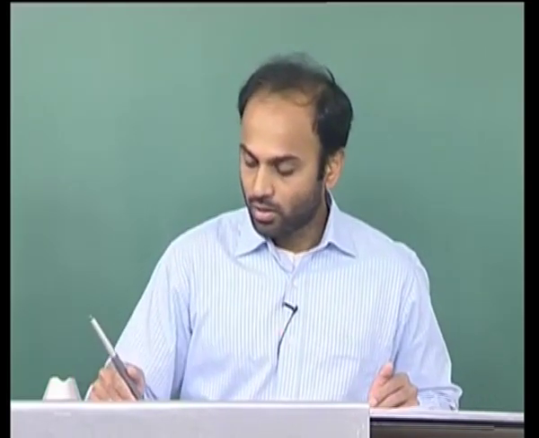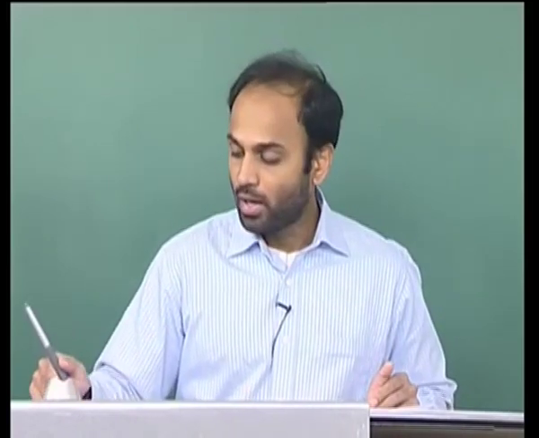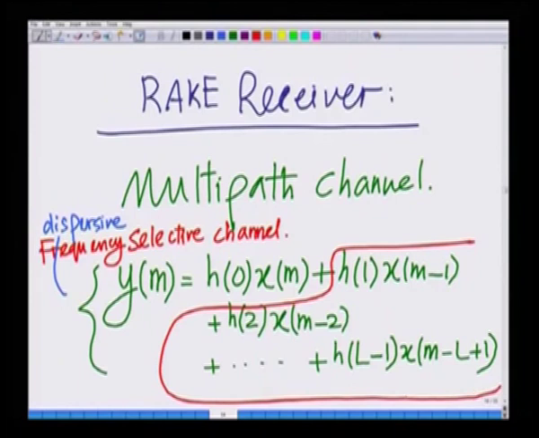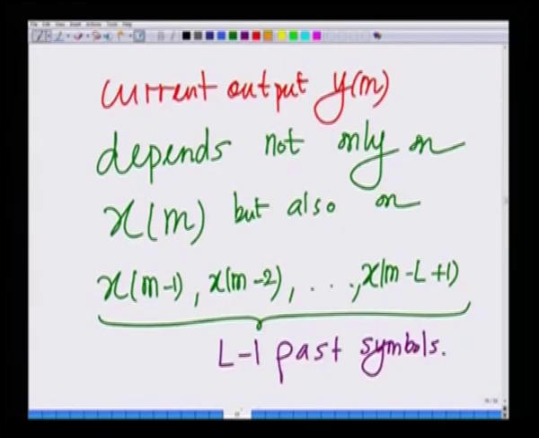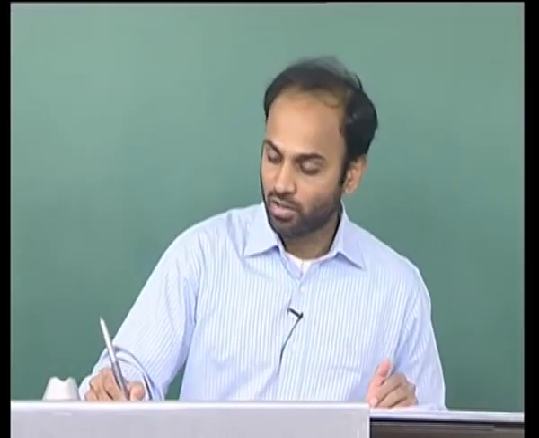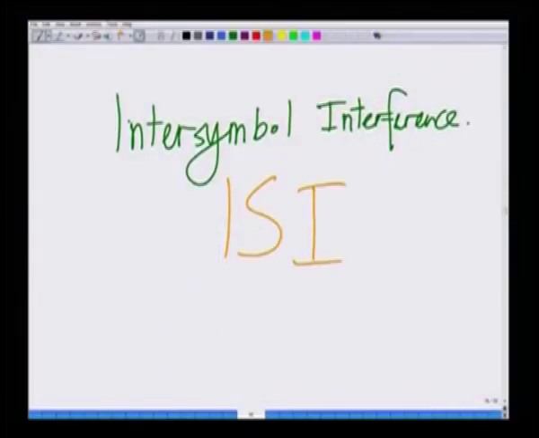Let me illustrate here: xm is the current symbol, and xm minus 1, m minus 2, up to m minus L plus 1 are the past symbols. So, let me just write it down. This is the current symbol, and these, the ones in the big red block over here, are the L minus 1 past symbols. This causes intersymbol interference, which is also known as ISI.